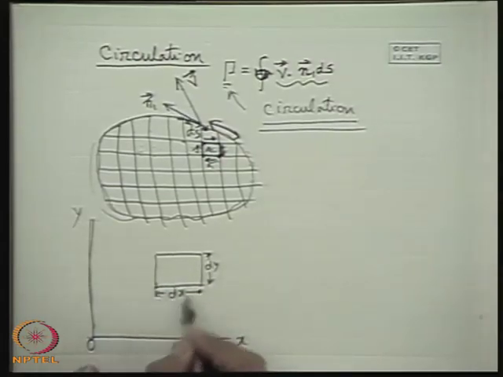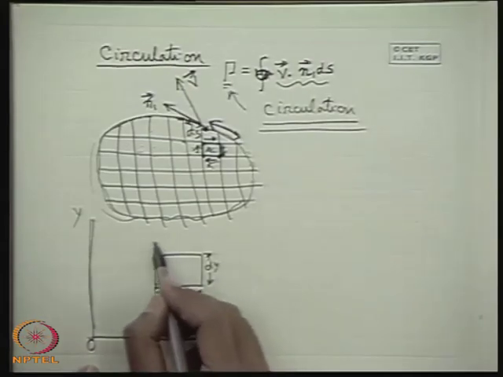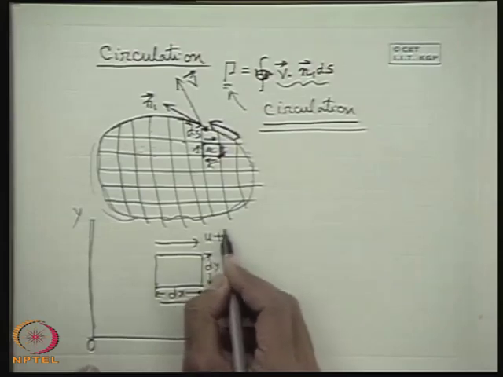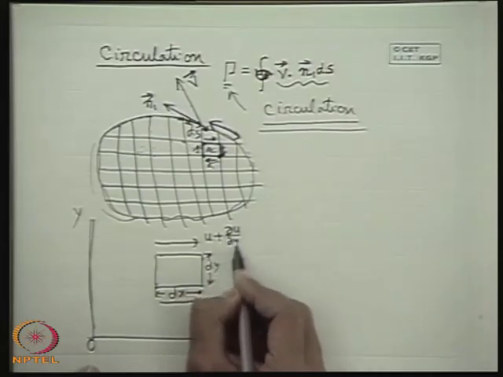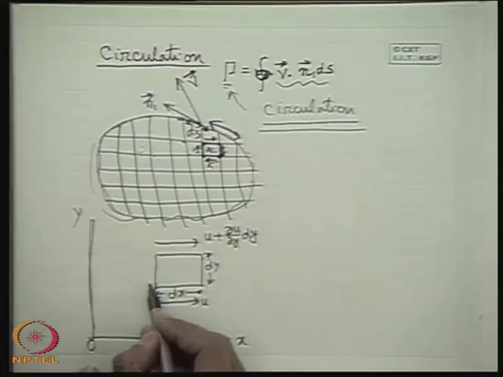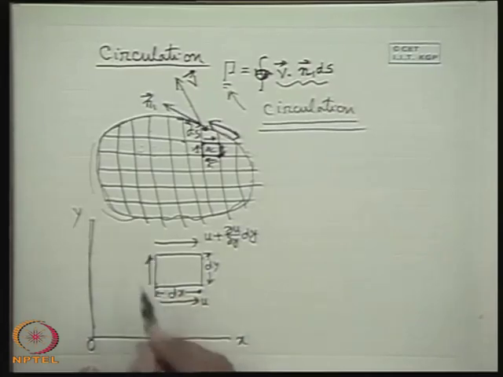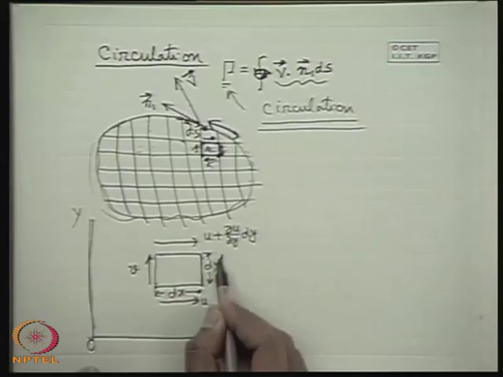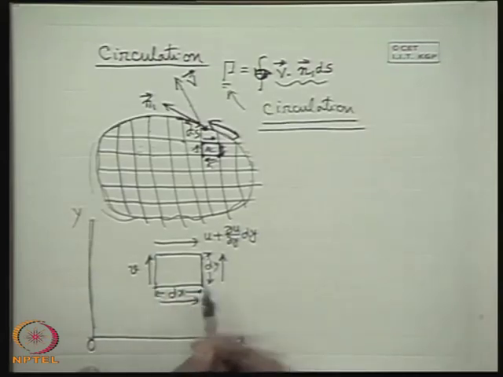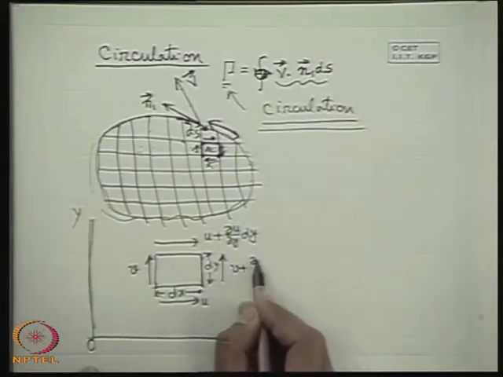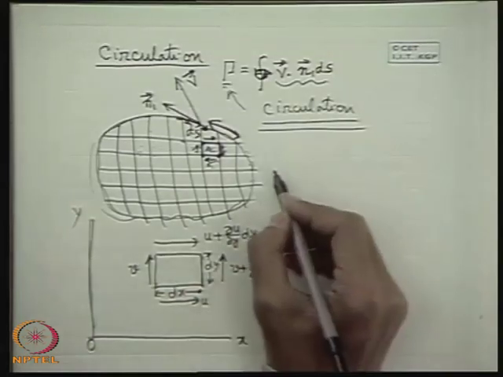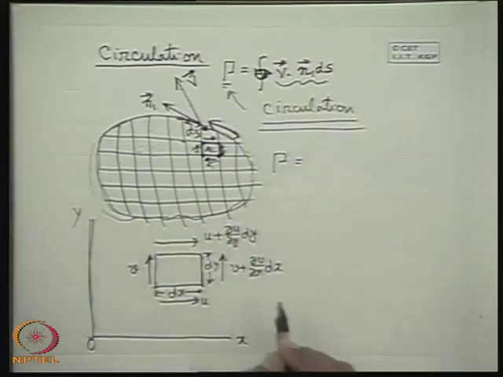Let us consider at this plane the velocity is u, and at this plane the velocity will be changed for a distance dy to u plus del u del y dy. Similarly, let us consider the velocity at this plane will be v, positive direction. So velocity at this plane will be changed for a distance dx as v plus del v del x dx. Now let us find out the circulation with the anti-clockwise direction as the positive direction.